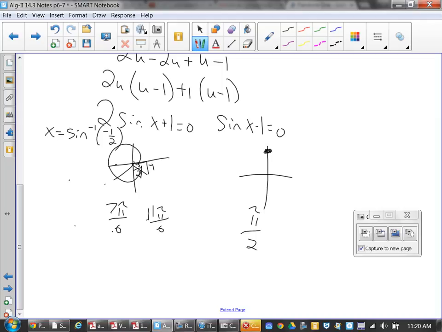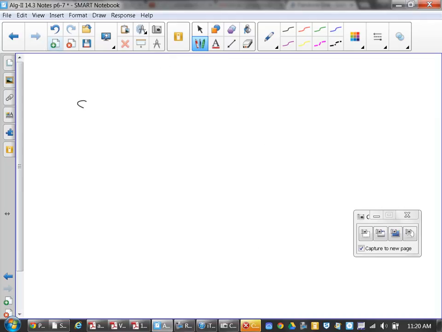Another question that came up last hour was what do you do versus a question like this, where you're solving the equation, versus what angle has a sine of √2 over 2?